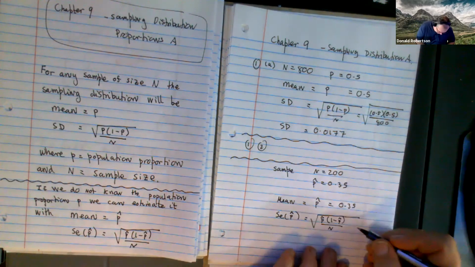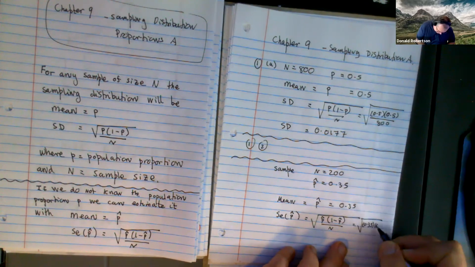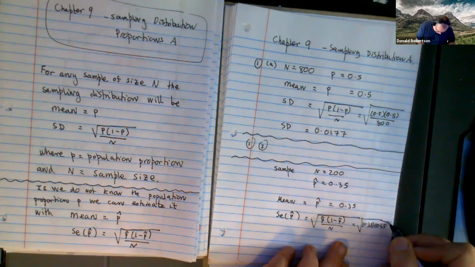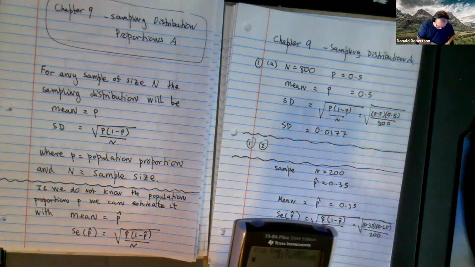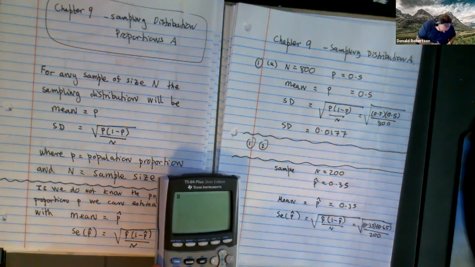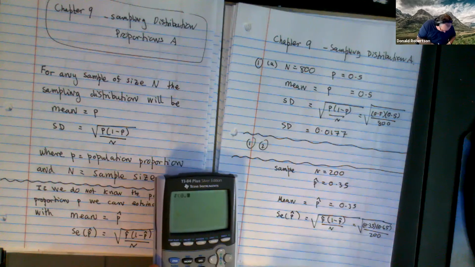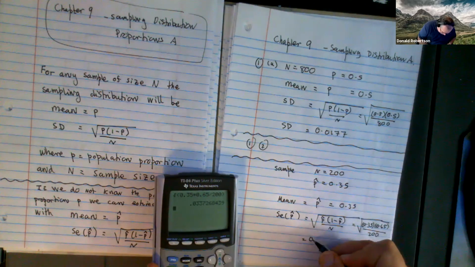And so it's going to be the square root of 0.35 times 0.65, all divided by 200. So square root 0.35 times 0.65 divided by 200. And the answer to 4 decimal places is 0.0337.